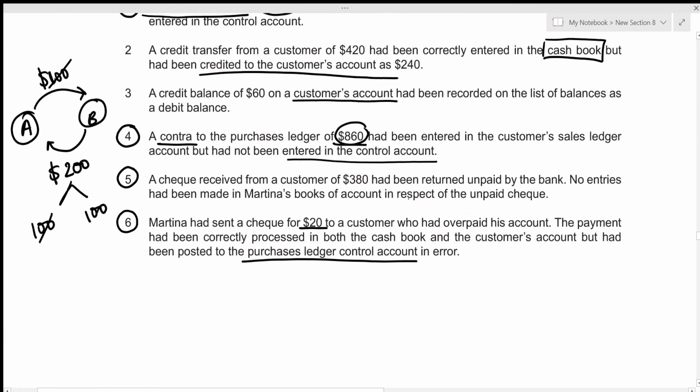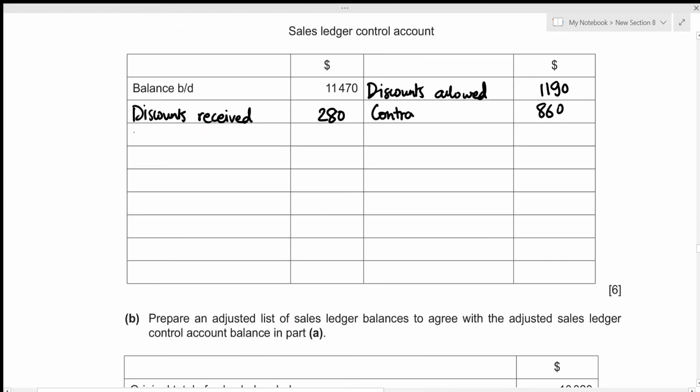A check received from a customer of 380 had been returned unpaid by the bank. So we already deducted 380 from the trade receivables balance, but since the check had been returned unpaid by the bank, obviously the trade receivables balance should be increased by 380. And the increment in the balance of trade receivables is always recorded on the debit side. So we will record this amount of 380 on the debit side under the heading of bank, since we are talking about a check. Let's do that. So we can write it down as bank, and it amounts to 380.